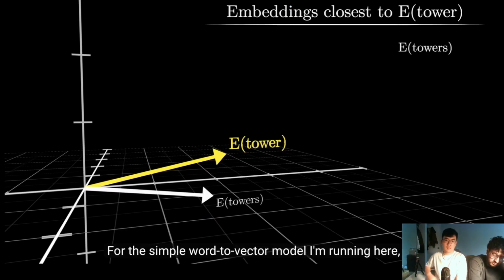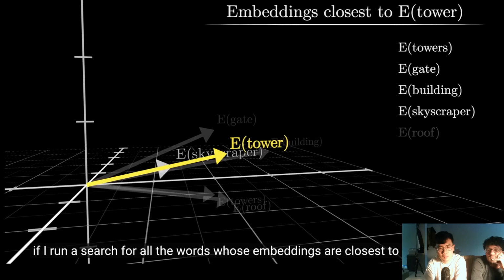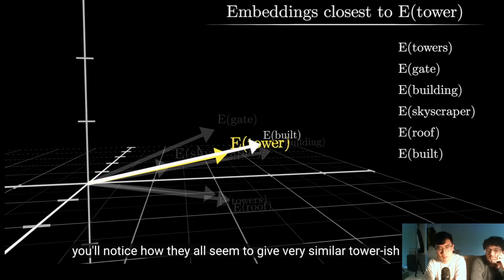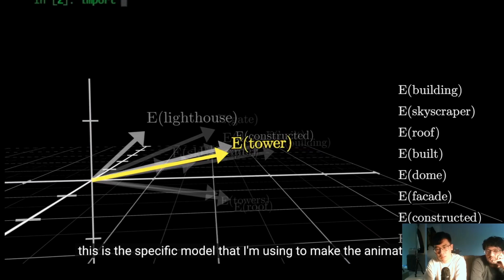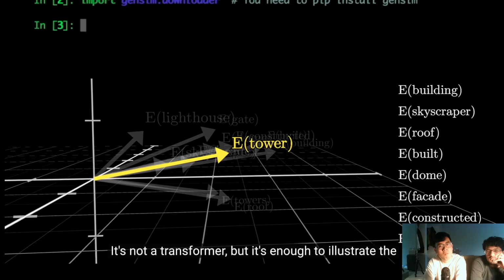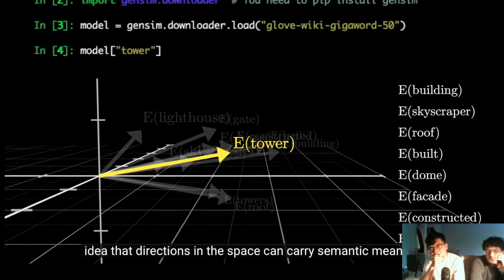For the simple word-to-vector model I'm running here, if I run a search for all the words whose embeddings are closest to that of tower, you'll notice how they all seem to give very similar tower-ish vibes. And if you want to pull up some Python and play along at home, this is the specific model that I'm using to make the animations. It's not a transformer, but it's enough to illustrate the idea that directions in the space can carry semantic meaning.